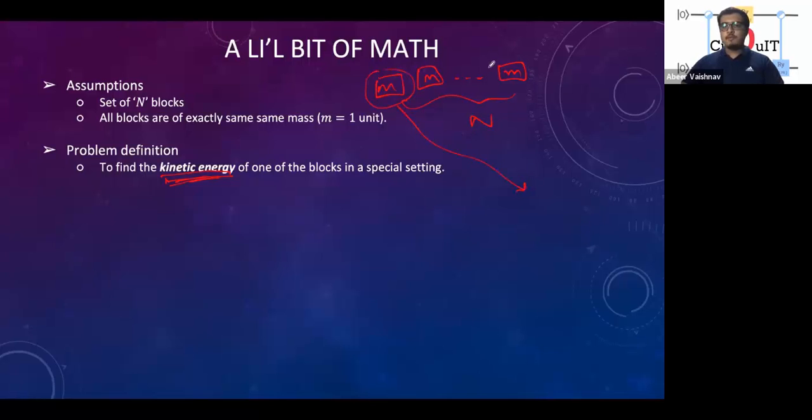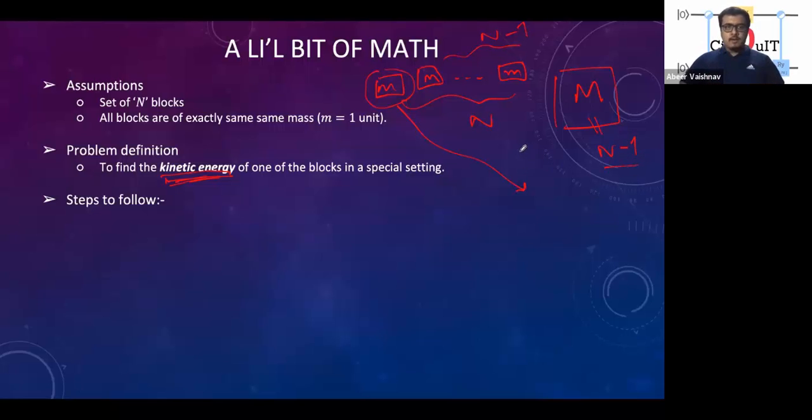Now I'm left with just n minus 1 blocks. I take all these blocks and I melt them. These are metal blocks. I melt them and fuse them together, merging them to form a bigger block with mass M. This mass M will be nothing but n minus 1, because each block has a small mass m, which is 1 unit, and there are n minus 1 such blocks. So the mass of the block will be n minus 1 units.